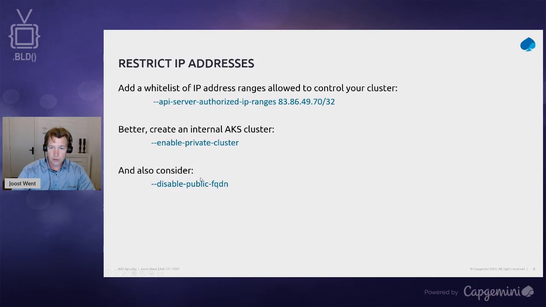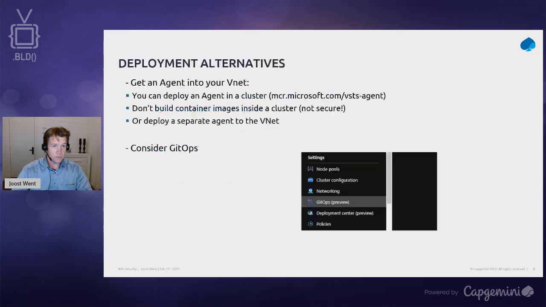You can also consider disabling the public domain of your Kubernetes cluster, and that means you can only access it by an internal IP address instead of using the publicly well-known address of your cluster. You can't just guess it. This is all quite nice, practically making it impossible to remotely manage your cluster. But you do need to manage your cluster.